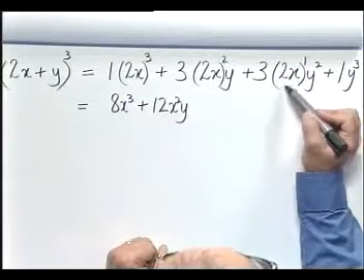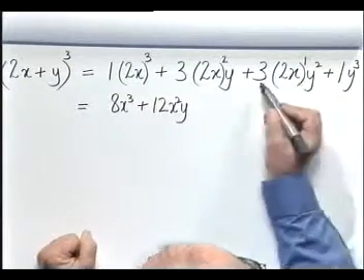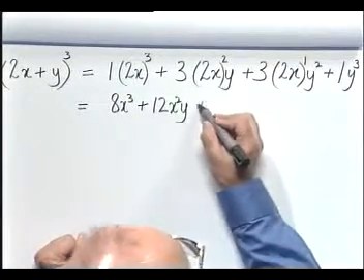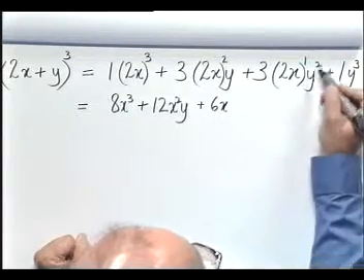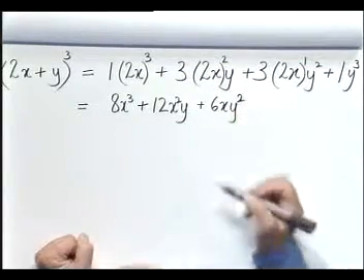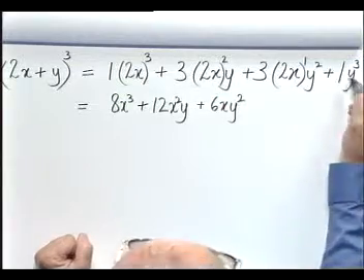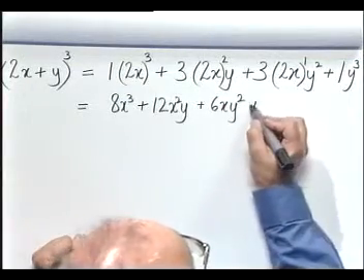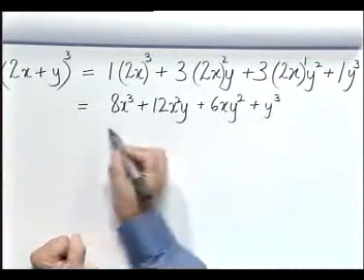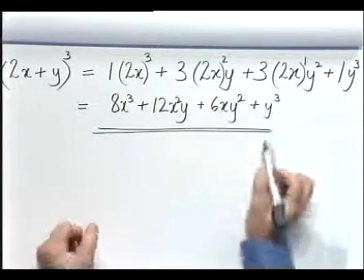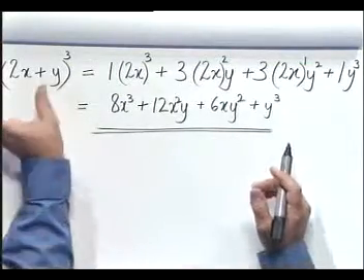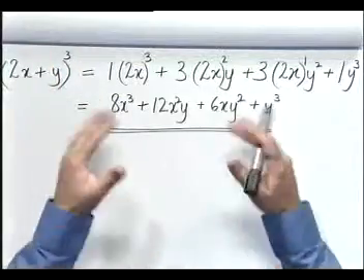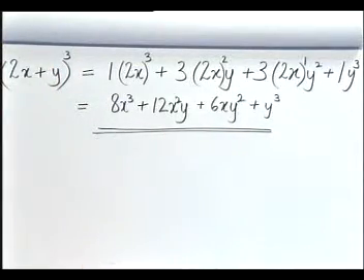In this term, we've just got 2x to the power 1. That's just 2x. So this is just 3 times 2x, which is 6x, and there's a y squared. And finally, there's just the y cubed at the end. 1y cubed is just y cubed. So there we've expanded the binomial expression (2x + y) to the power 3 in just a couple of lines using Pascal's triangle. Let's look at another one.